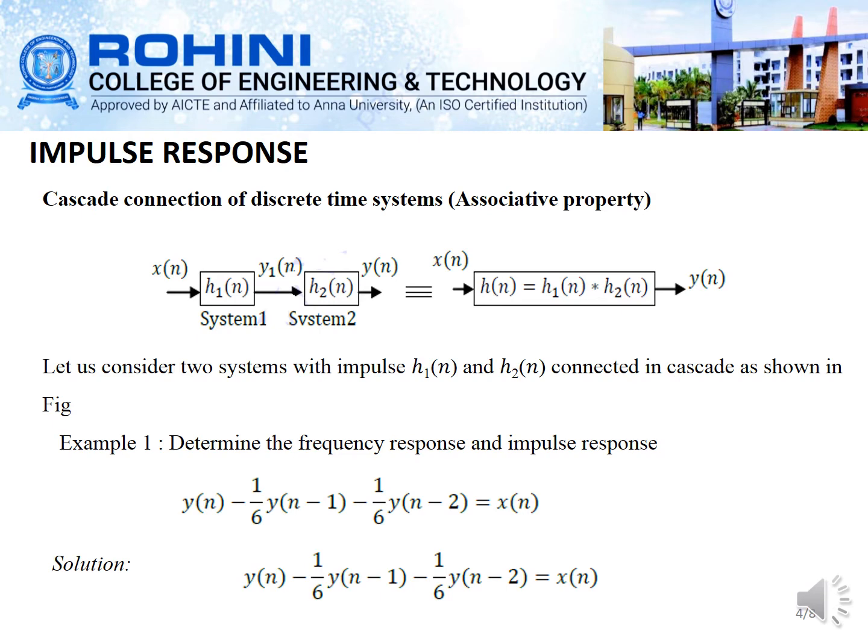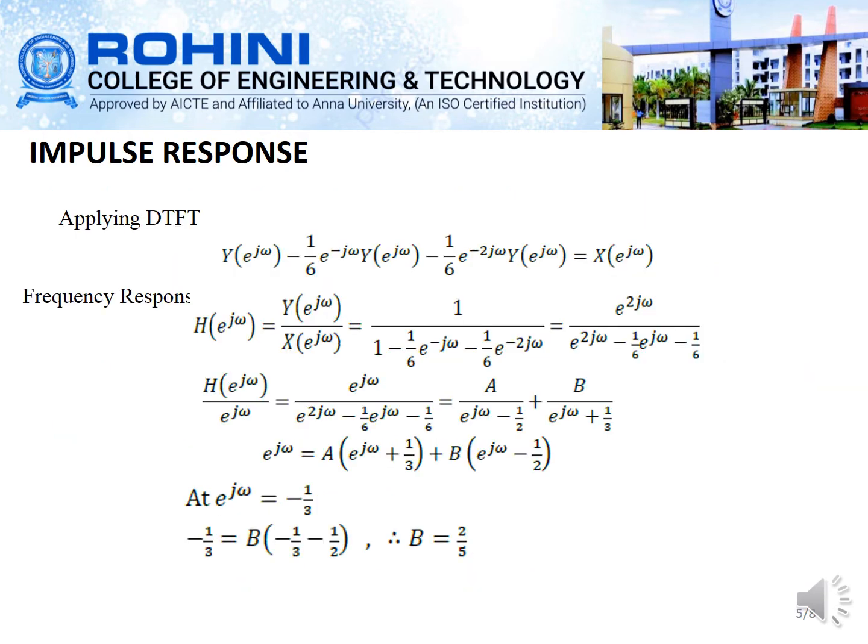Similarly, the transform of y[n-1] is e^(-jω) times Y(e^jω). Using the same concept, we find the DTFT of this equation. From the left-hand side, we take Y(e^jω) and X(e^jω) common, and finally we find H(e^jω) equal to Y(e^jω) divided by X(e^jω). This is the frequency response.